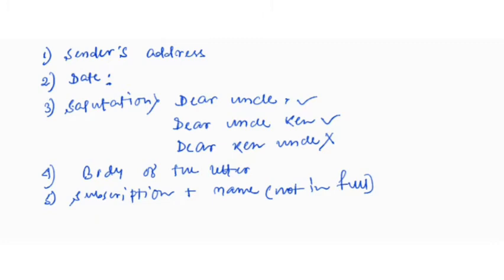So the sender's address will give you half marks. Date will give you half marks. Salutation will give you half. And subscription and name will give you 1. So here it is, and here you have 7.5 marks. So be careful of this entire format.